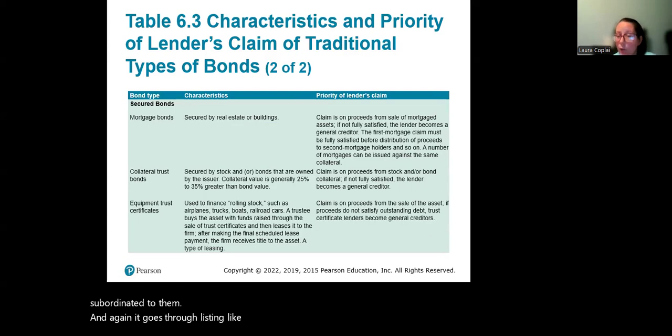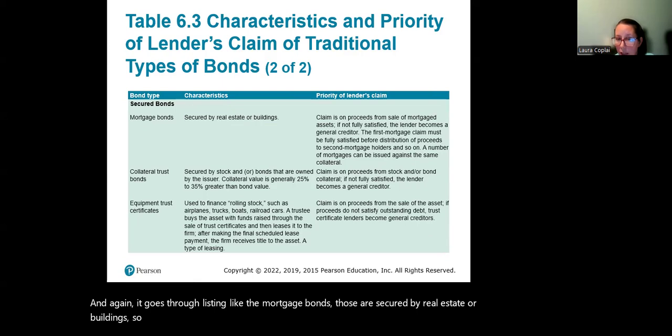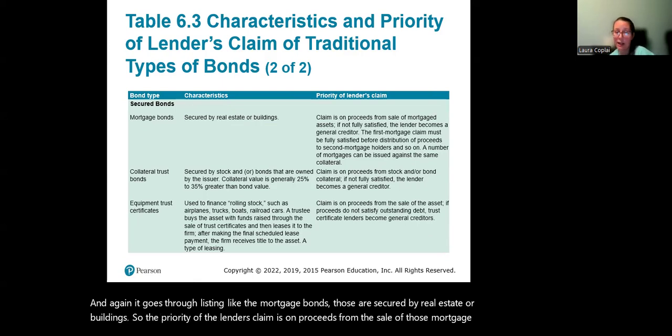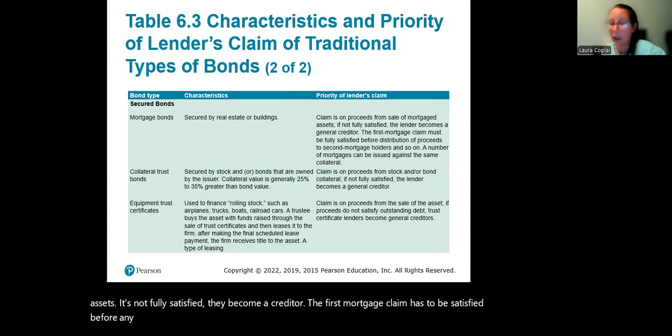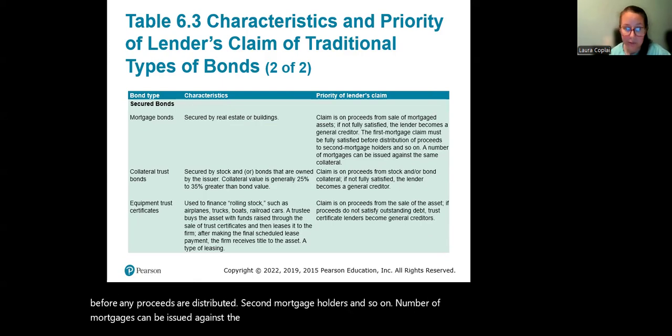Those are secured by real estate or buildings. So the priority of the lender's claim is on proceeds from the sale of those mortgage assets. If it's not fully satisfied, they become a creditor. The first mortgage claim has to be satisfied before any proceeds are distributed to second mortgage holders, and so on. A number of mortgages can be issued against the same collateral.